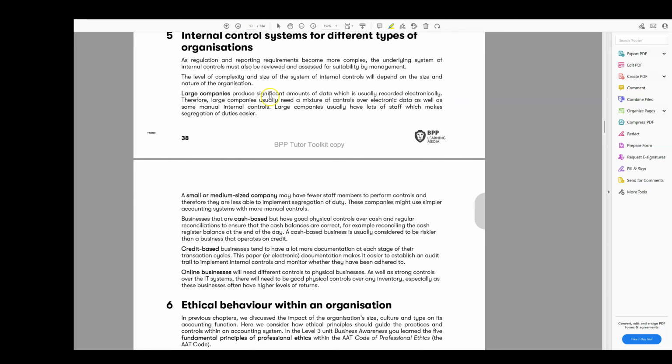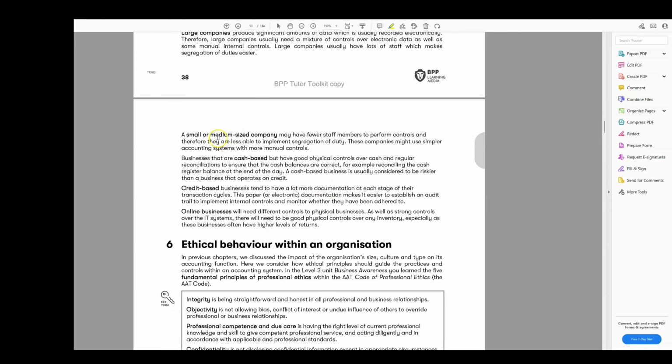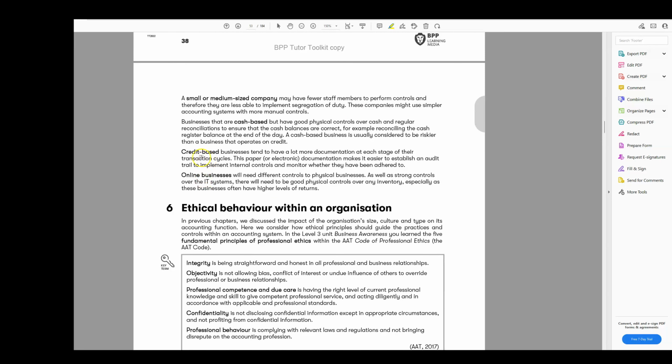It says large companies produce a significant amount of data, which is usually recorded electronically. Therefore, large companies usually need a mixture of control over electronic data as well as some manual internal control. Large companies usually have a lot of staff, which makes segregation of duties easier. A small company is a little bit different. You have few employees and there is not much work, so sometimes one employee is involved with so much work. So the company might use a simpler accounting system with manual control. Then credit-based businesses tend to have a lot more documents at each stage of their transaction cycle.